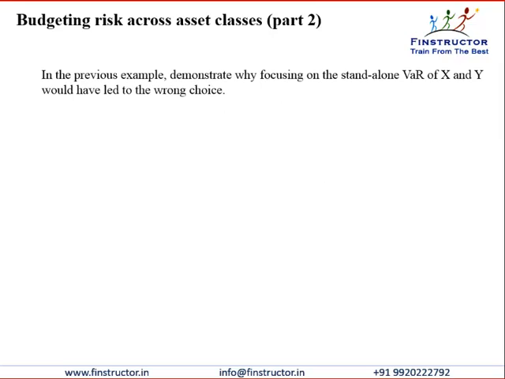In the previous example, demonstrate why focusing on the standalone VaR of X and Y would have led to the wrong choice. Why? Because diversification benefit would have been ignored. Individually, the individual VaRs can be very high, but that doesn't matter. We have to see what is the addition of VaR to the portfolio.